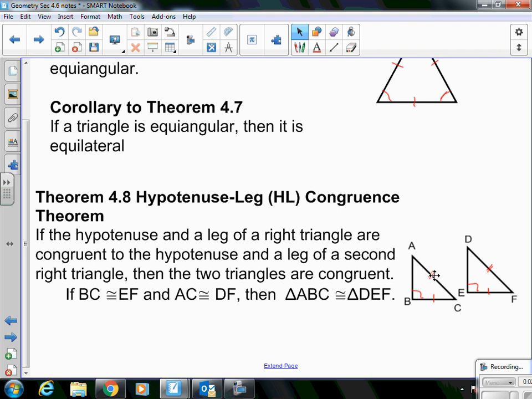So if the hypotenuse and one leg are congruent to the hypotenuse and the corresponding leg of the other triangle, then the two triangles will be congruent. Which technically you've got three parts that are congruent, because if they're right triangles, then the right angles are congruent as well. So even though it just says HL for hypotenuse leg, really you've got three parts. You've got an angle and two sides.